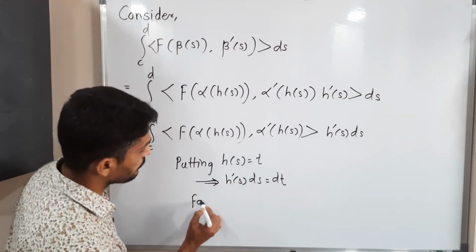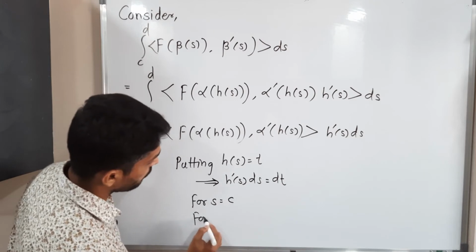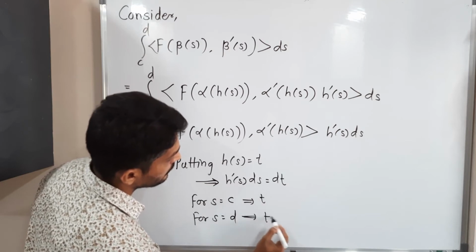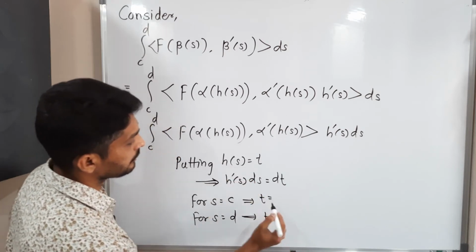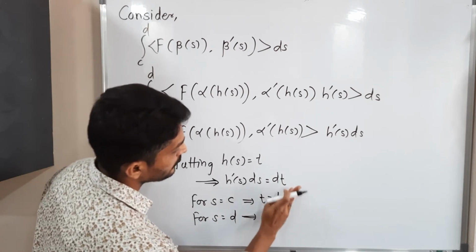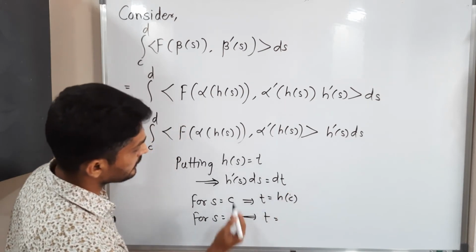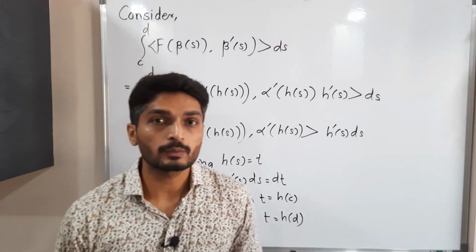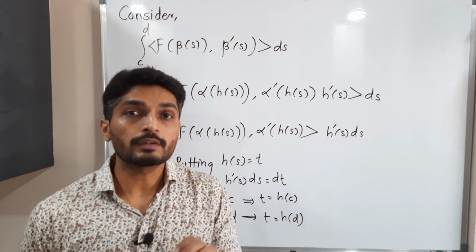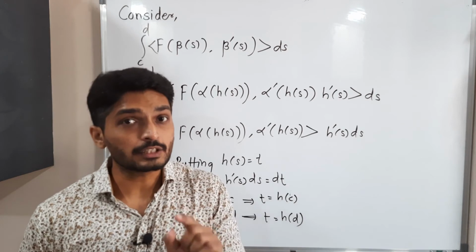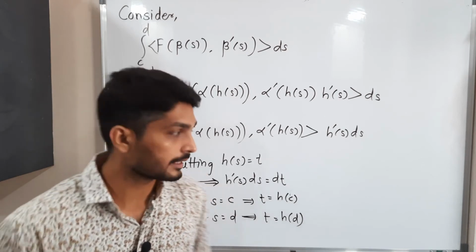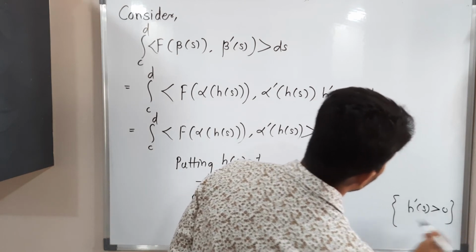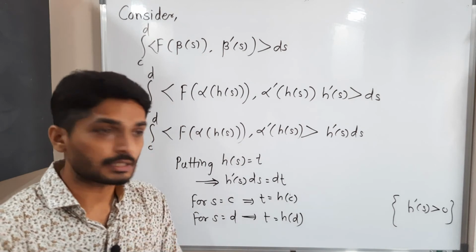Let us find limits for s is equal to c and for s is equal to d. Let us find the value of t. See, if I put s is equal to c here, we will have h of c, and if I put s is equal to d here, we will have h of d. It's very simple. But see, one information we have is that alpha is O equivalent to beta. That means h has an additional condition, h dash of s is greater than 0. You remember, h dash of s is greater than 0. That means h is an increasing function.